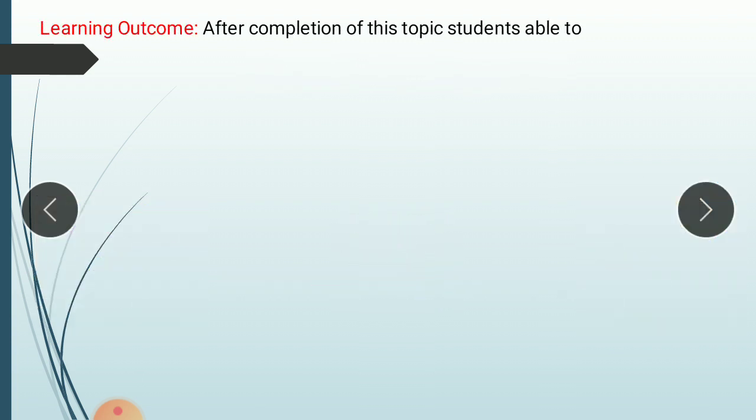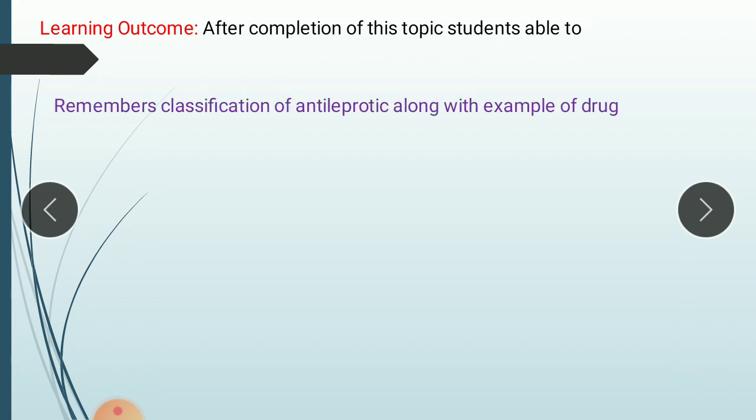The learning outcome. After completion of this topic, the student will be able to remember the classification of anti-leprotics along with examples of drugs, and understand the mechanism of action and SAR of some important anti-leprotic drugs.